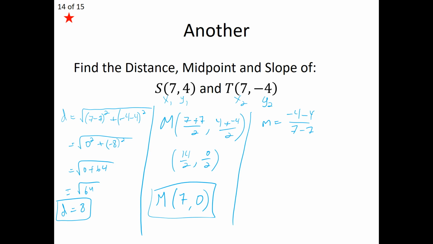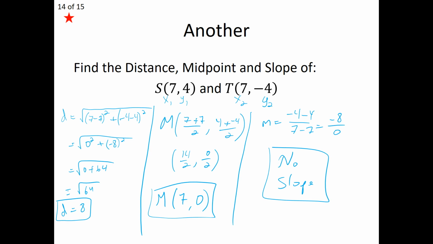As we then see what follows, -4 minus 4 is -8. 7 minus 7 is 0. Let's take a look at that. We end up with then an undefined slope because -8 divided by 0, we can't divide by 0. So this is a situation where we have no slope, right?